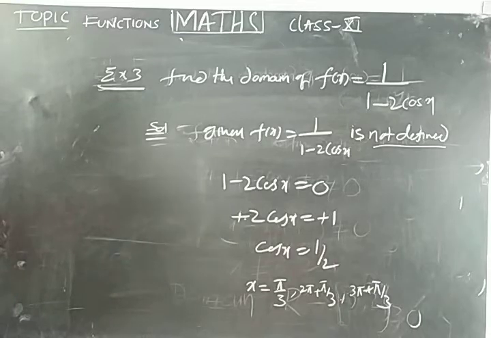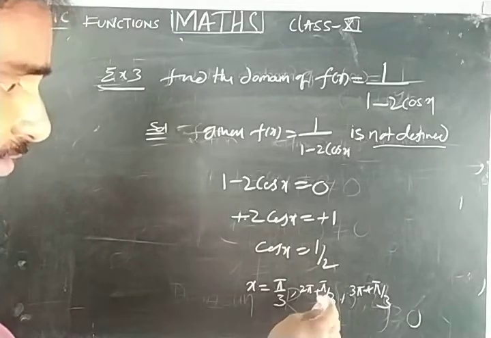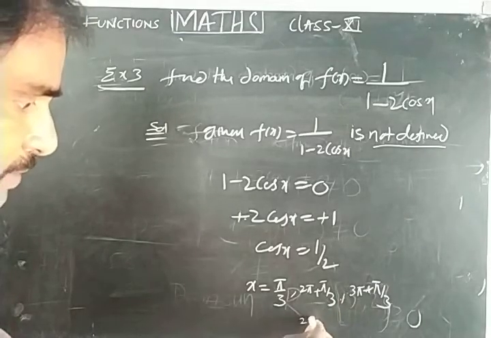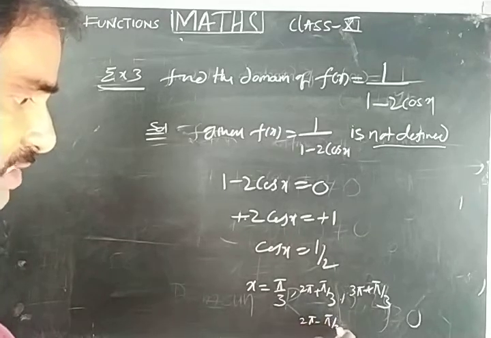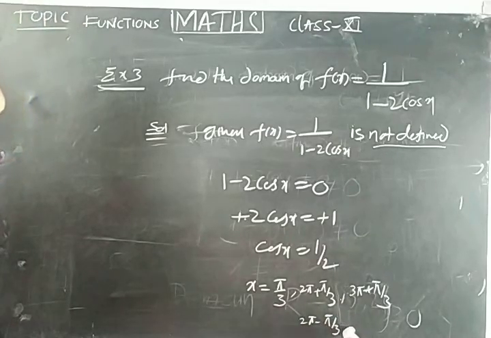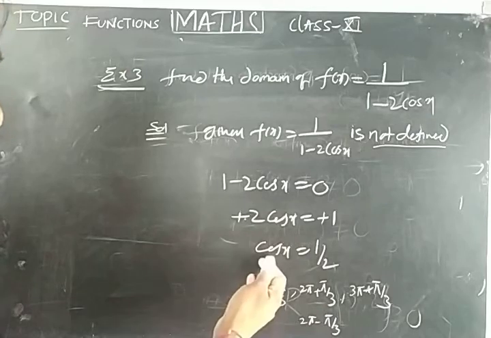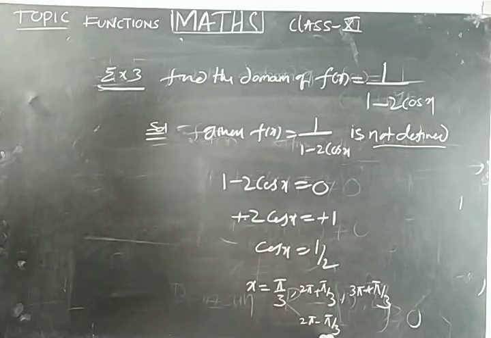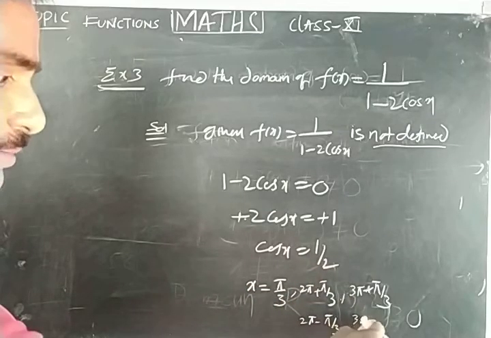Right? Suppose I am taking 2 pi minus pi by 3. Which quadrant? 2 pi minus pi by 3 is 360 minus theta, fourth quadrant. In the fourth quadrant cos is positive. Again you will get 1 by 2. 3 pi minus pi by 3.